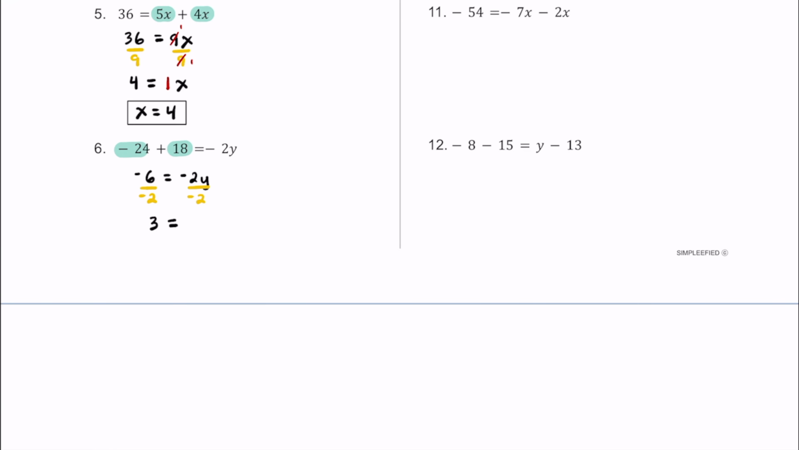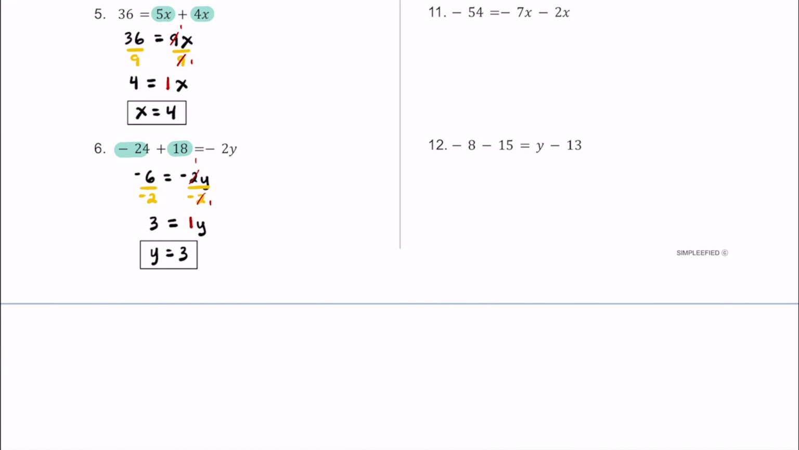And on the right side of the equation, negative 2 over negative 2, remember anything over itself is just equal to 1. So we're going to be left with 1y on the right side of the equation. By the identity property of multiplication, we can drop that 1 and say that y is equal to 3. I'm also turning it around here so that our variable's on the left.